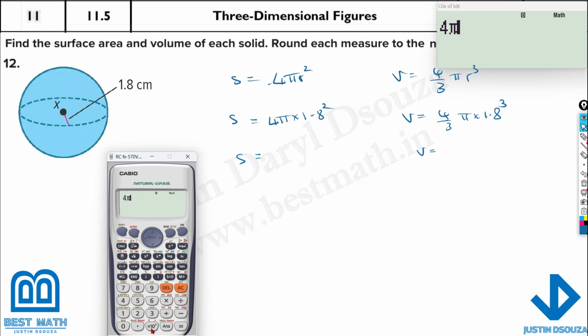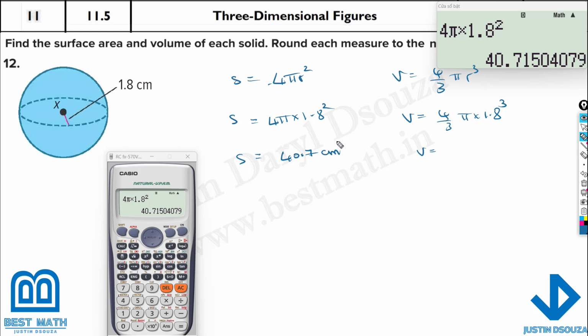4 pi is by shift and the 10 power symbol, multiplied by 1.8 squared. The answer is, to the nearest tenth, 40.7. And it will be centimeter square, because the given radius is in terms of centimeter. Now this one here will be just 4 divided by, or you can just write 1/3. I'm just going to write 1 divided by 3. That's the extra term. And don't forget, I have to make this power 3. It's very easy to remember that formula. And here we go. The answer is 24.4 here.